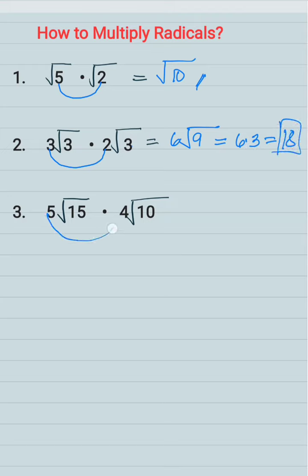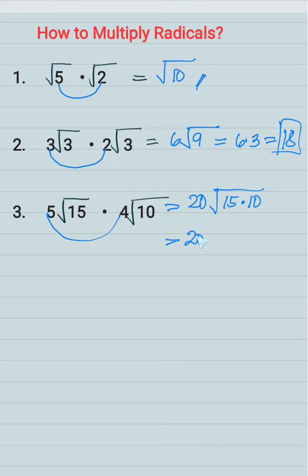Here, 5 times 4, that is equal to 20. And then, the radicand, if you're going to multiply this, 15 times 10, that is 150. It's bigger number. Now, the technique there is, so you're not going to have hard time simplifying it, just write it as 15 times 10. Don't multiply, okay? Because when you are simplifying, you are going to break it down anyway.